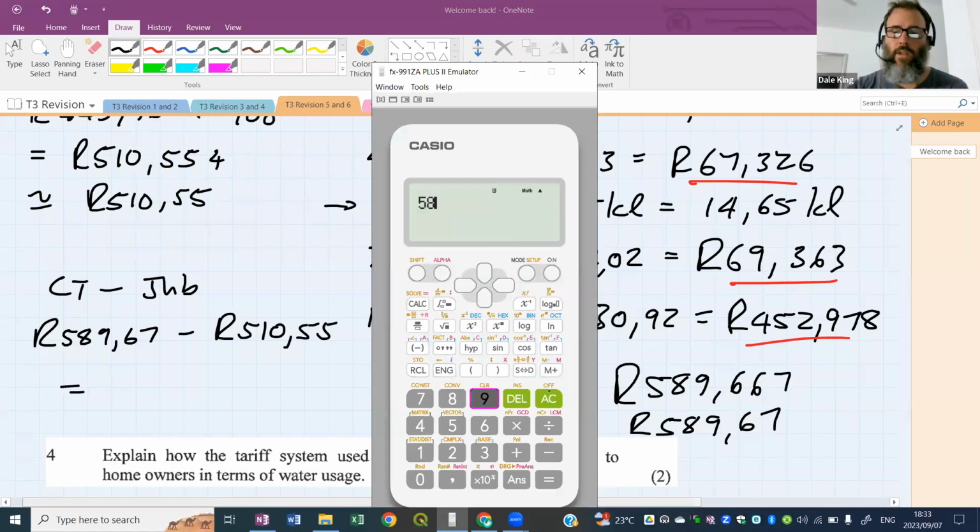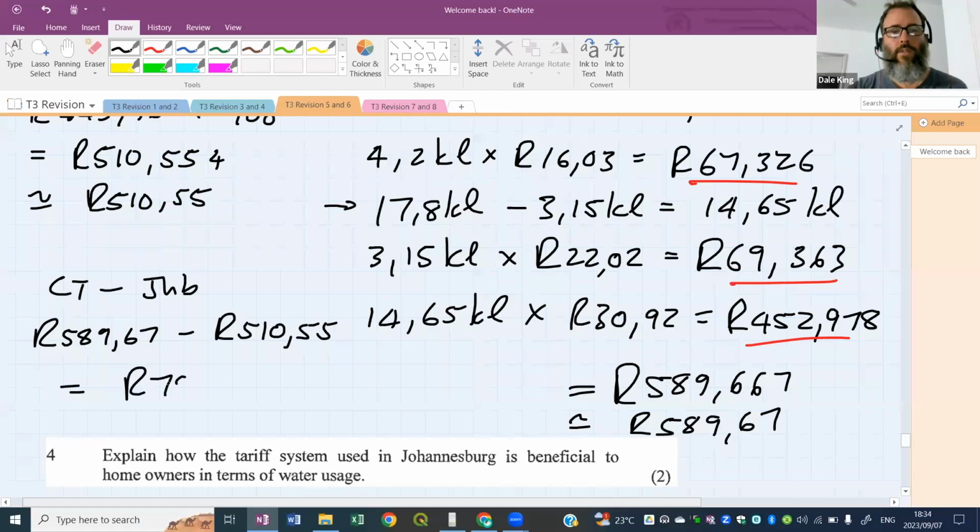589,67 minus 510,55 and the difference is 79 Rand and 12 cents. So Joburg is saving a bit of money by being in Joburg. 604,304 Tando.